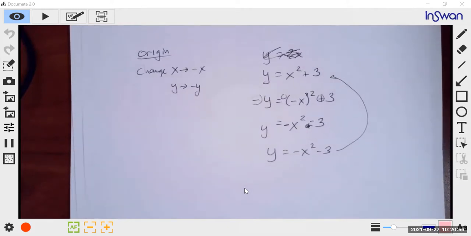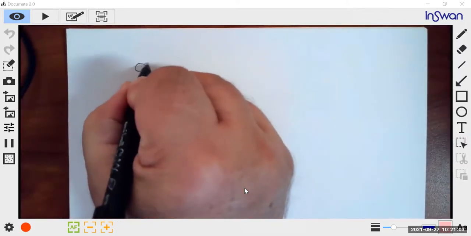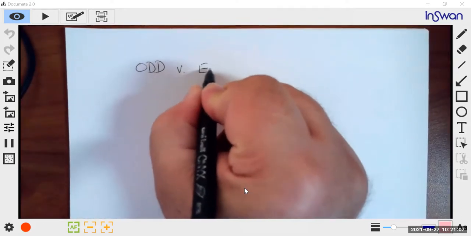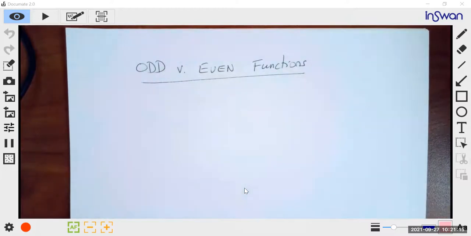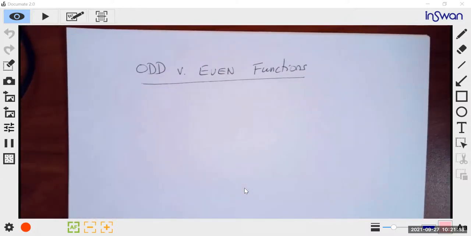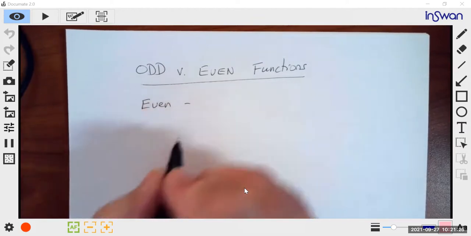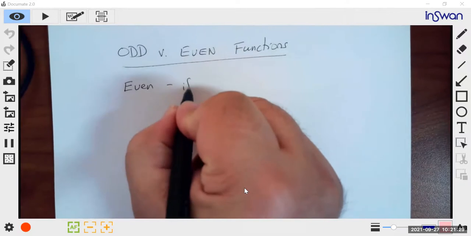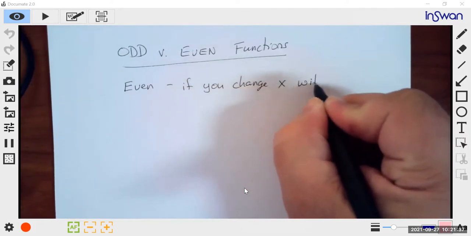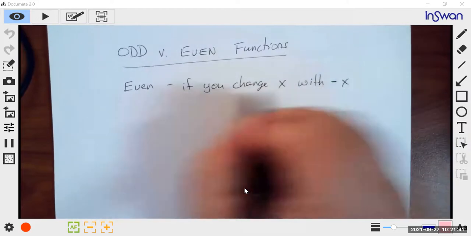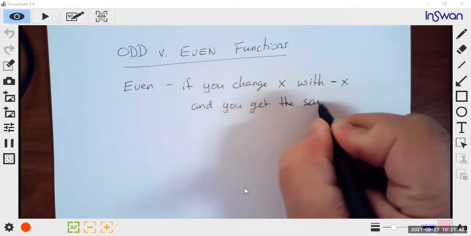With odd and even functions, we describe two conditions of them. Are they odd, or are they even functions? It's even if you change x with negative x and you get the same equation.